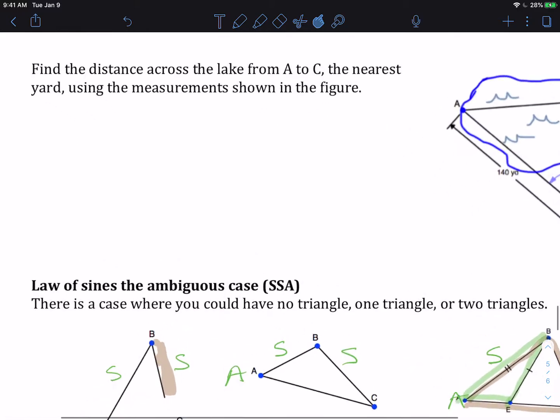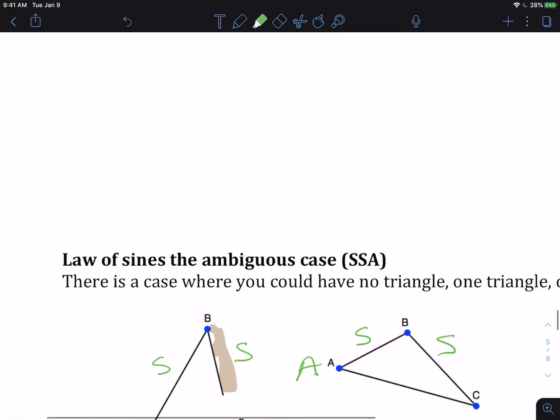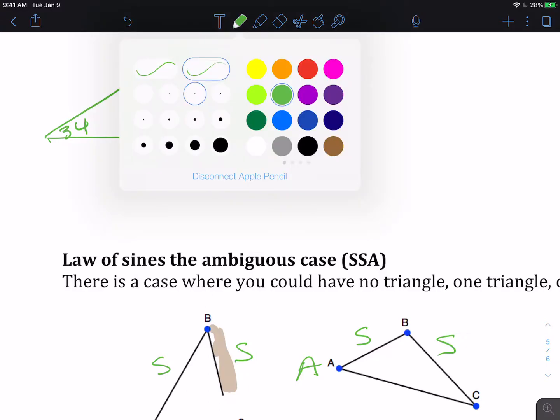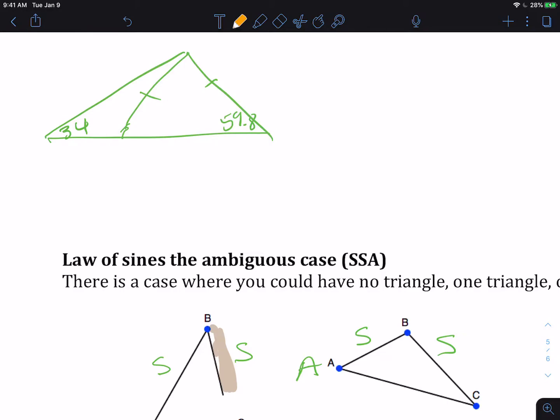So before we take a look at those, I want to make sure that you remember some things from geometry. So if we have a triangle, it looks like this, and this angle is 34, and this angle is 59.8. I want us to find the rest of the missing angles, and we know these two sides are the same. Okay. Well, if we know that those two sides are the same, that makes it an isosceles triangle, which means that the angles across from those congruent sides are also congruent.